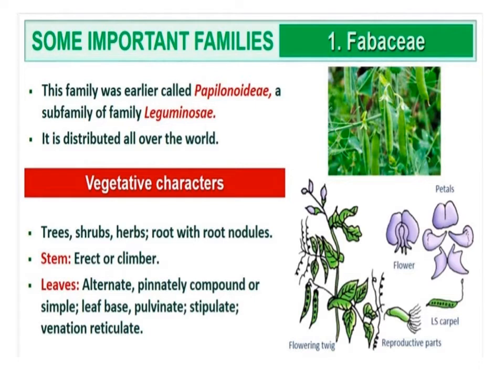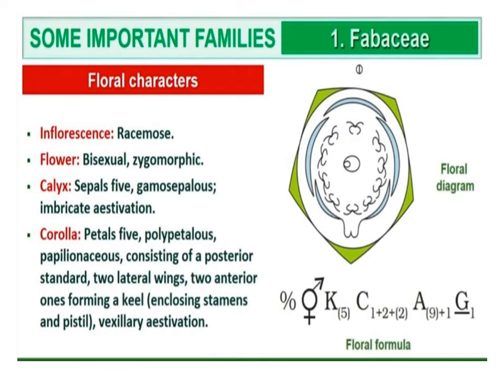Vegetative characteristics. Habit: trees, shrubs, herbs or climbers. Stem: erect or climber. Root: taproot system with root nodules. Leaves: alternate, stipulate, simple or pinnately compound. Leaf base pulvinate. Reticulate venation. Inflorescence: solitary, axillary or racemose. Flower: bracteate, zygomorphic, bisexual, hypogynous, pentamerous.